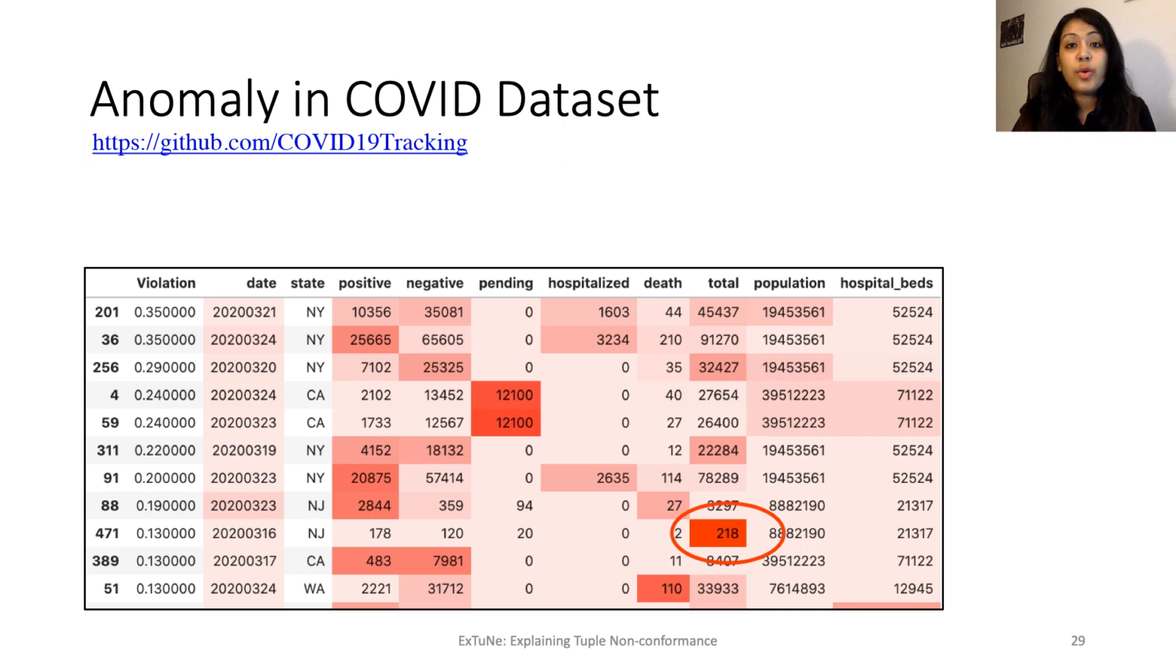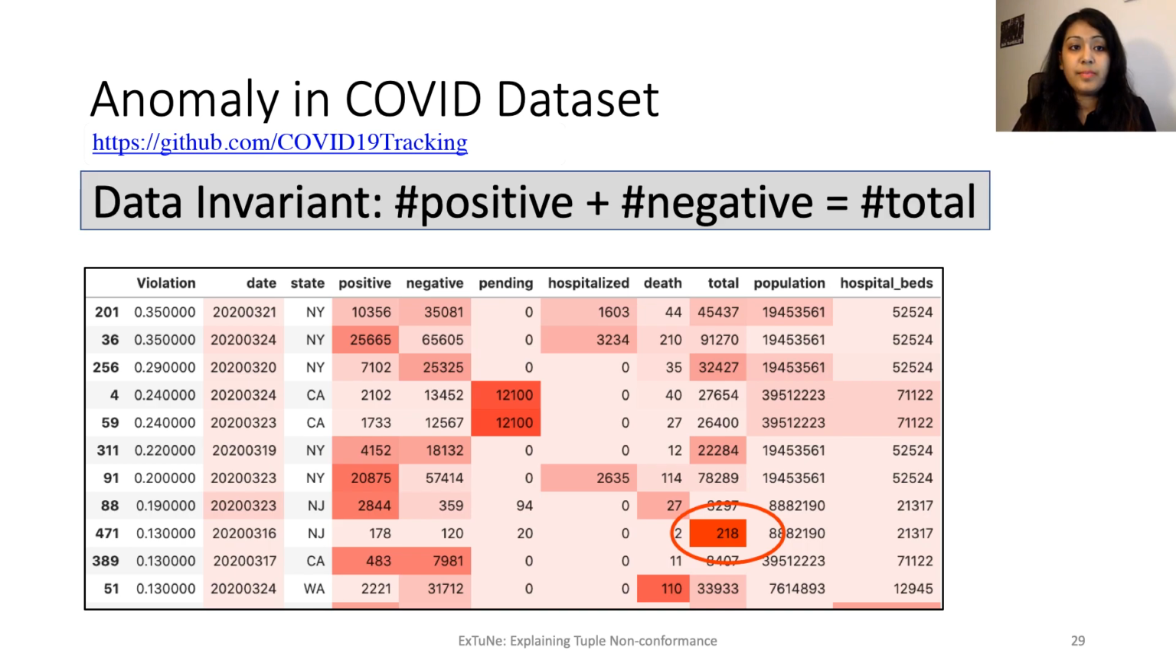Lastly, I want to show you an interesting discovery we made using ExTuNe. We applied ExTuNe on the United States state-wise COVID patient statistics dataset. This was done during late March. We learned invariants on data over a week and tried to find anomalies in the next week's data. During training, a very simple invariant was learned. The total number of tests should be equal to the sum of positive and negative cases.